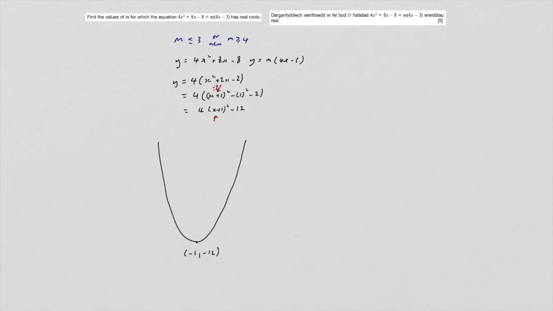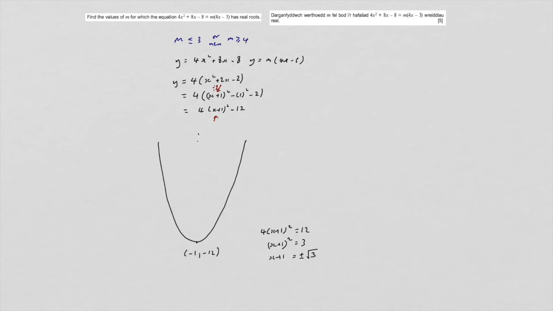Now we want to add the x-axis onto here. So the x-axis is when y is 0, so that means it's when 4(x + 1) squared has to equal 12. Therefore (x + 1) squared is 3, and x + 1 is plus or minus the square root of 3.